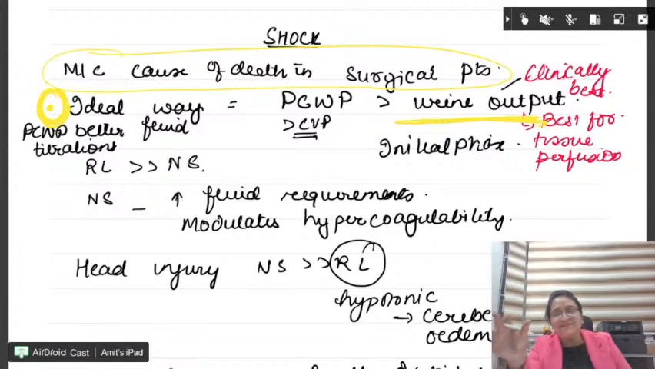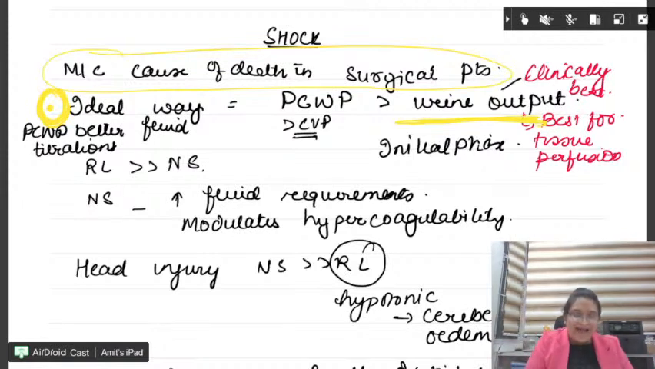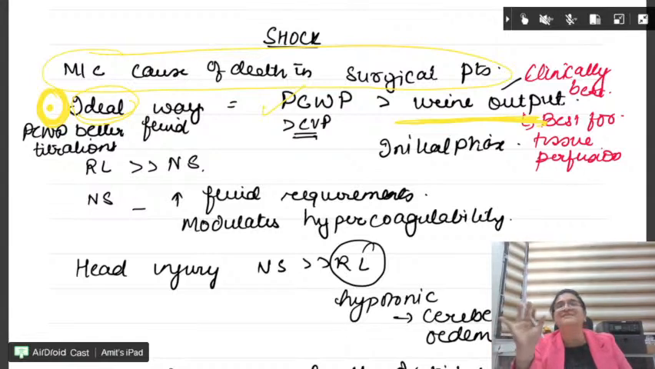If the examiner is in a bad mood and wants you to get confused, then he will give the word ideal. Only if ideal is there in the question, you will give PCWP, that is pulmonary capillary wedge pressure. Otherwise, you will not give pulmonary capillary wedge pressure or CVP as the answer. Urinary output is the answer. Done?